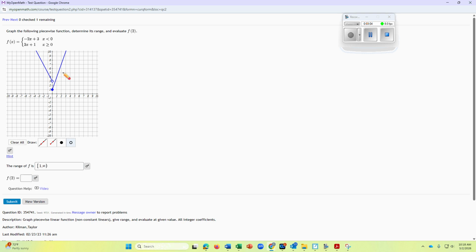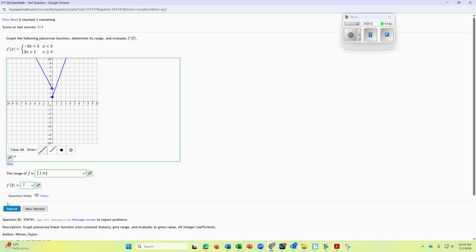Then f of 2, you can look on the graph and see that when x is 2, the y value is 7. And then we'll go ahead and submit, and everything's green, so everything looks good.